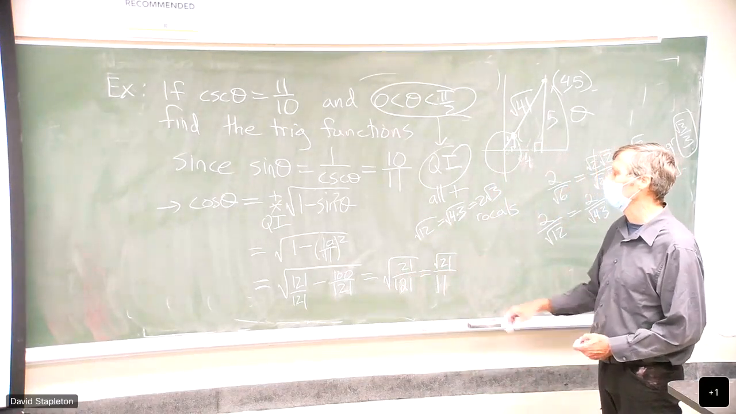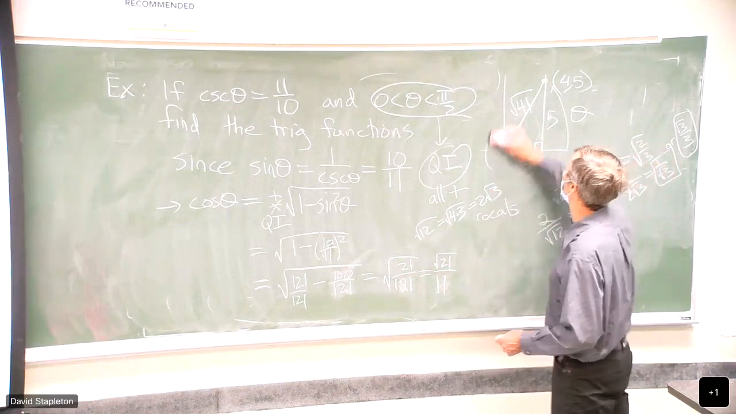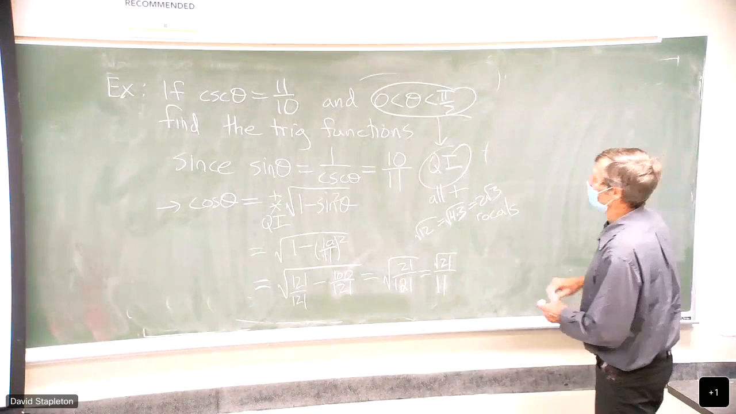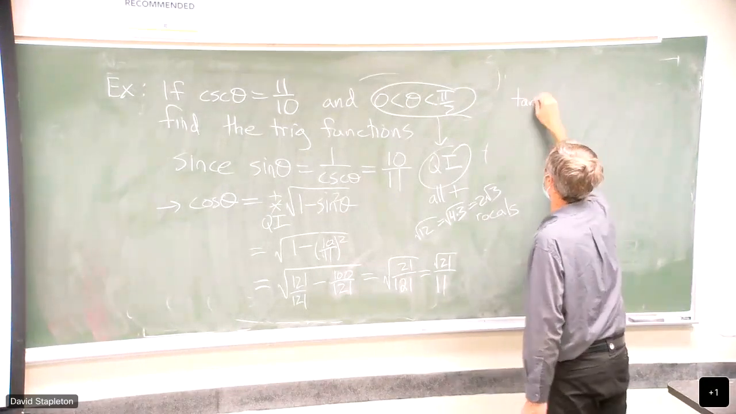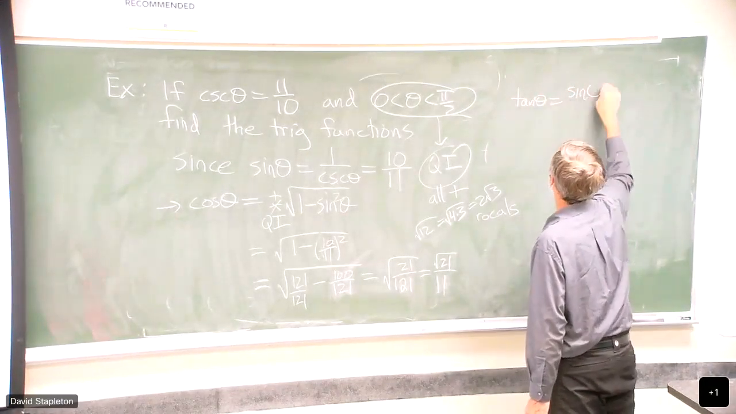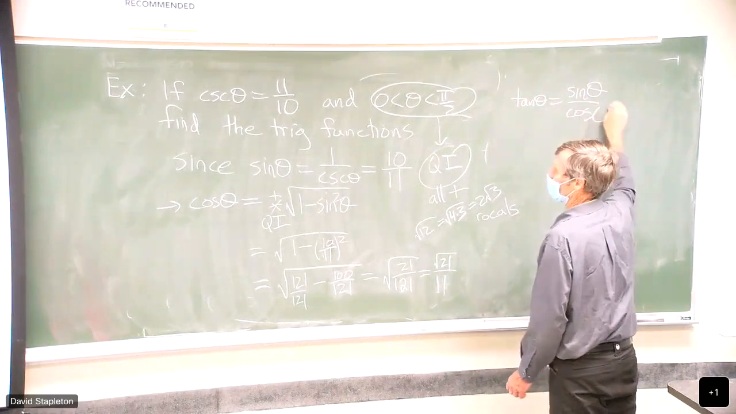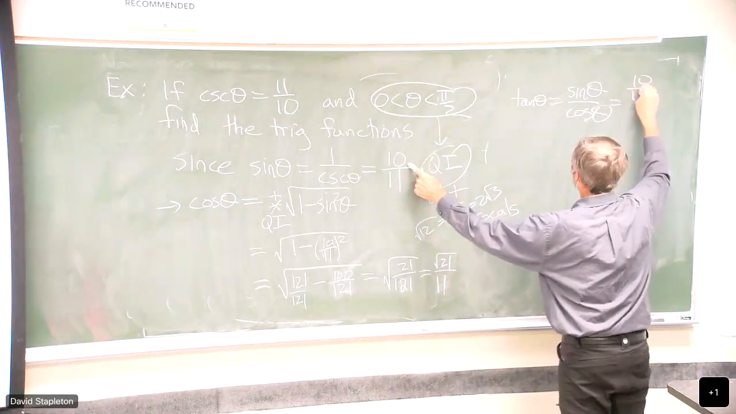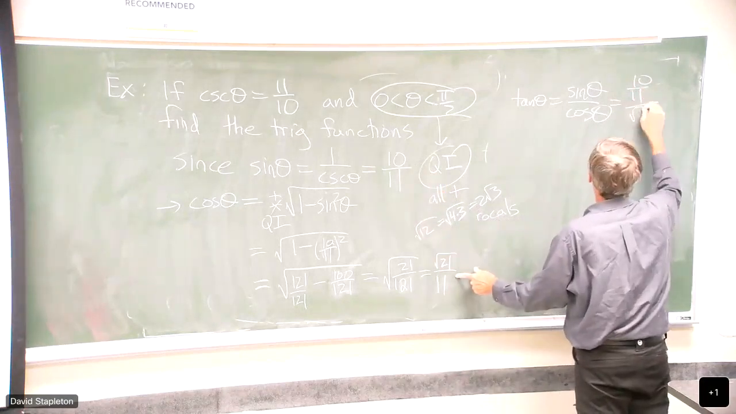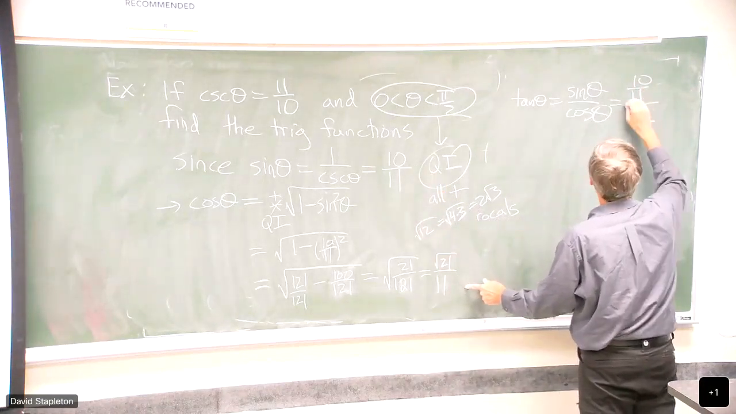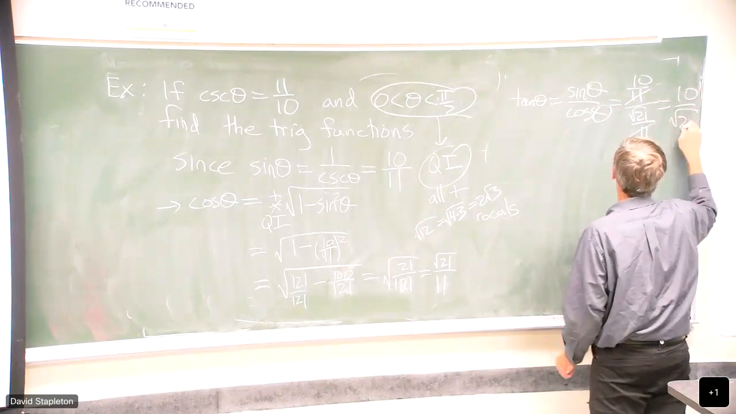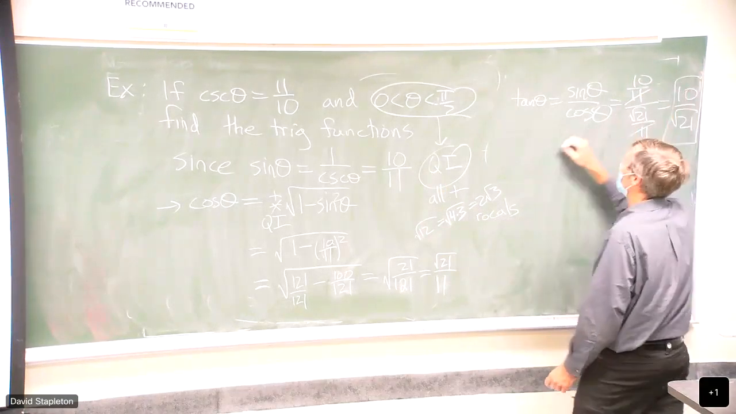There's cosine. Once I have sine and cosine, I have all 6 immediately, right? Look what I do. Tangent is sine over cosine by the quotient identity. So I take 10/11 over square root of 21 over 11. The 11s cancel, they're both denominators. I get 10 over square root of 21, which I can rationalize if I want to.